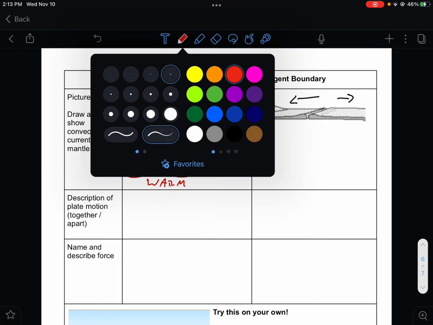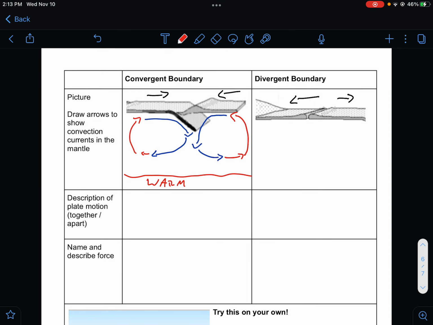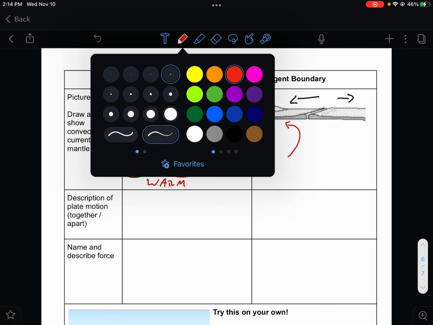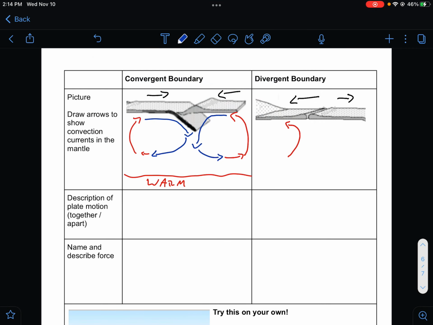Now let's draw it for our divergent boundary. So we know that this plate is moving to the left and this plate is moving to the right. So our warm needs to come up and start pushing that plate to the left. It needs to start separating it out, and then we can draw our cool arrow pulling it that way, because it's got to be pulling it to the left.